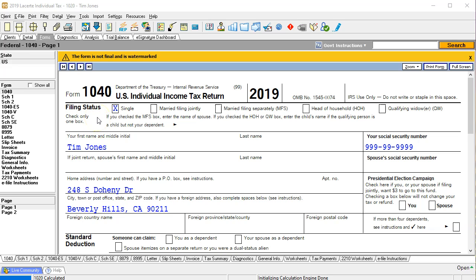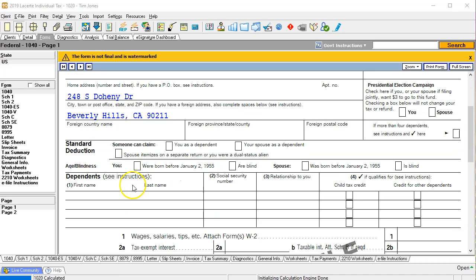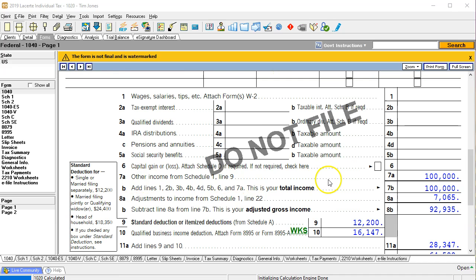Here we are with our 1040. We have Tim Jones as our mock client. We have the single filing status and no dependents down here. We're going to say that currently we only have the Schedule C income put in place, so we can analyze just what is going to be a result of the Schedule C income for the self-employed individual.